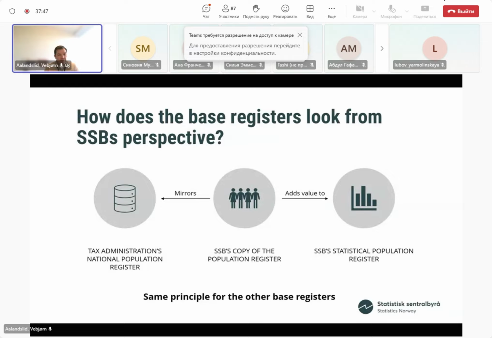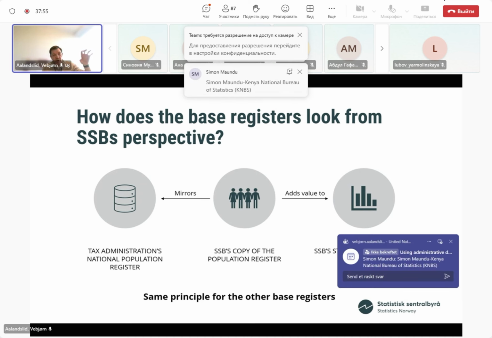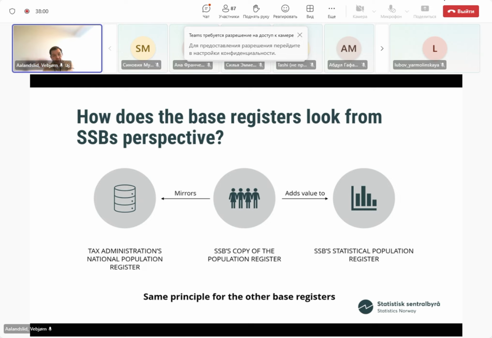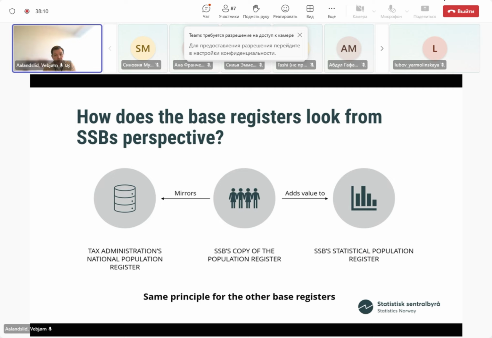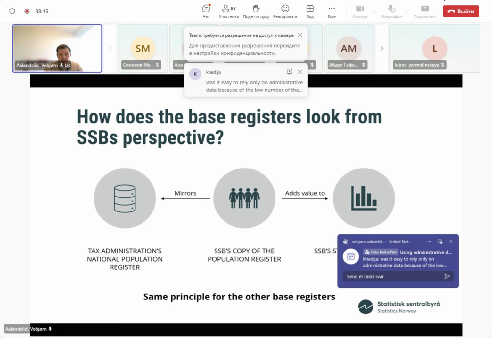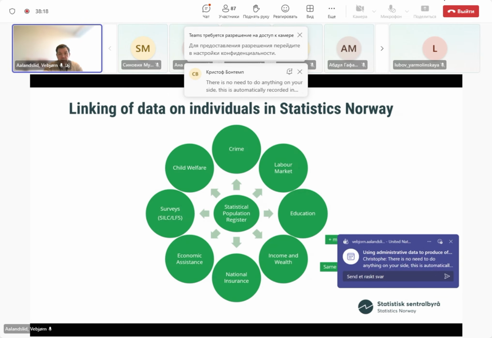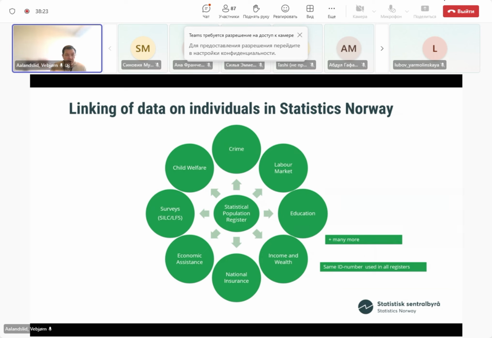And this is the principle that we use for all of these base registers. We have direct access to the administrative source. We get a copy of this that we hold in Statistics Norway, and then we create our own statistical version of the register that adds value to the data, and where we can add additional variables that we can use to produce statistics.